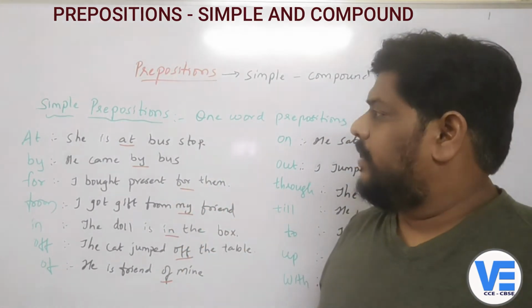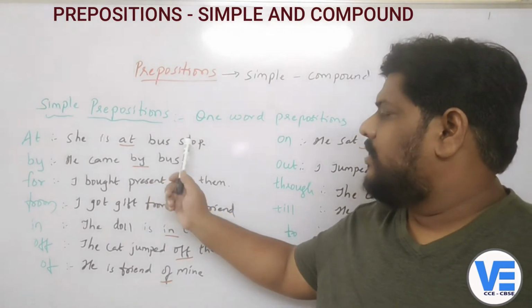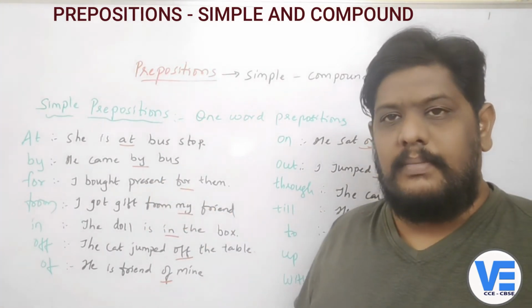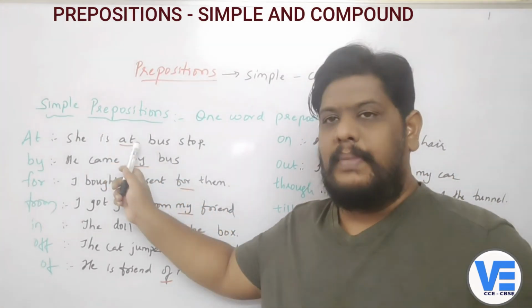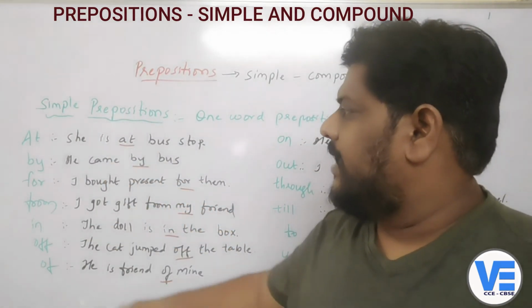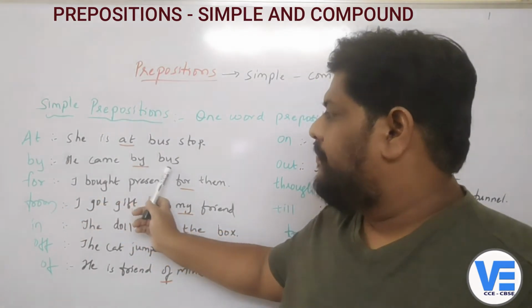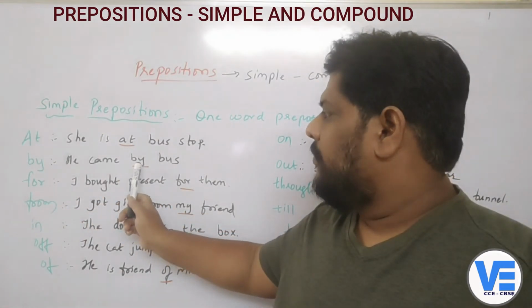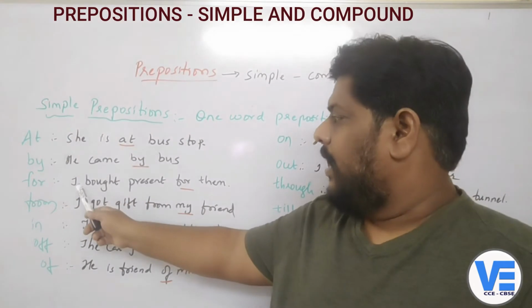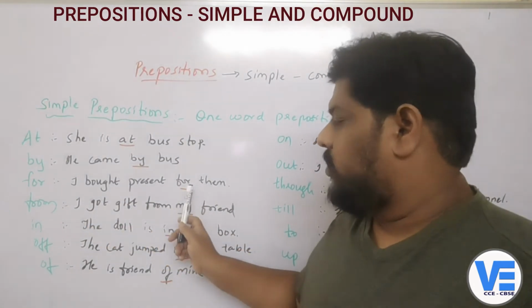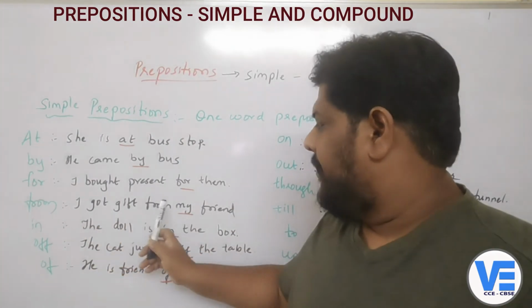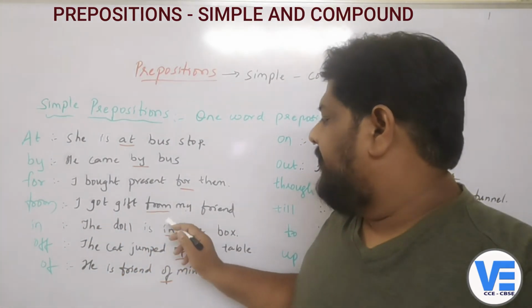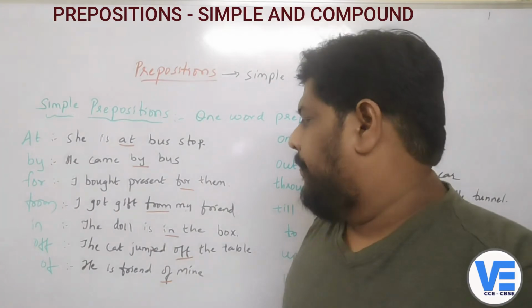I have given some examples with each of the simple prepositions here, right? If you see the first one, at: she is at the bus stop. So where she is standing here, she is standing at the bus stop, right? The second one is by: he came by bus, right? So which is the preposition here? By. I bought a present for them. So "for" here is the preposition. I got a gift from my friend. So here "from" becomes the preposition, right?